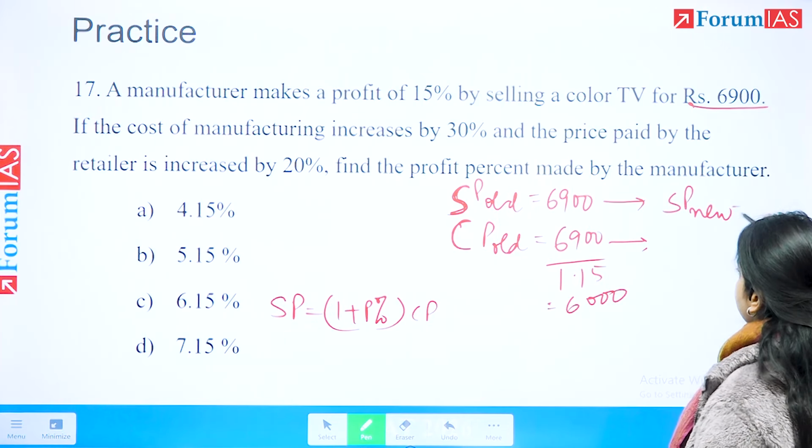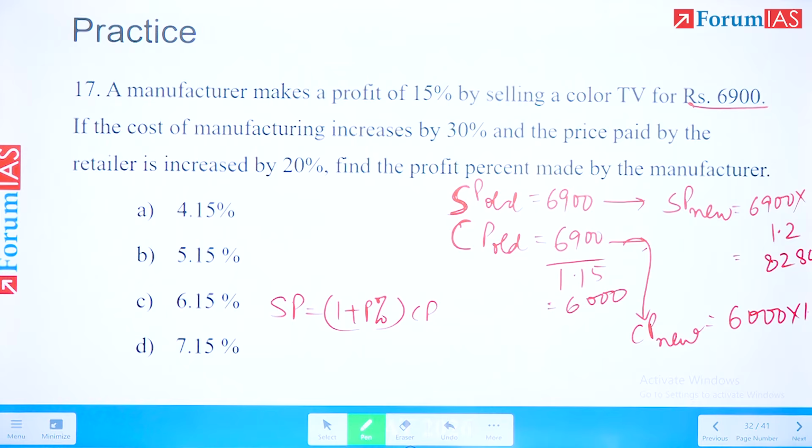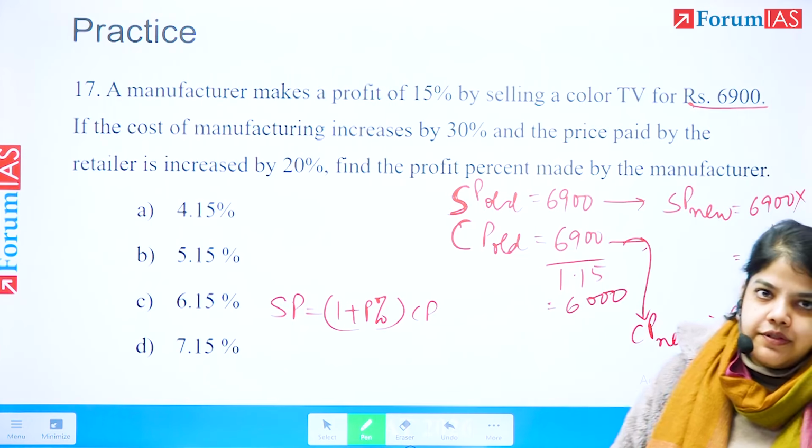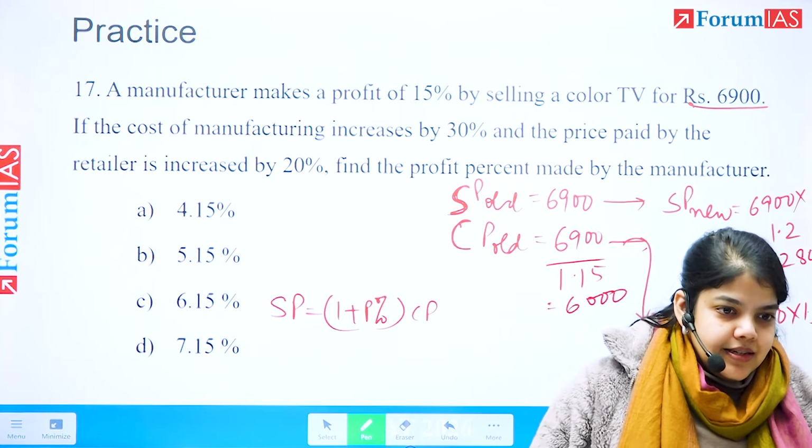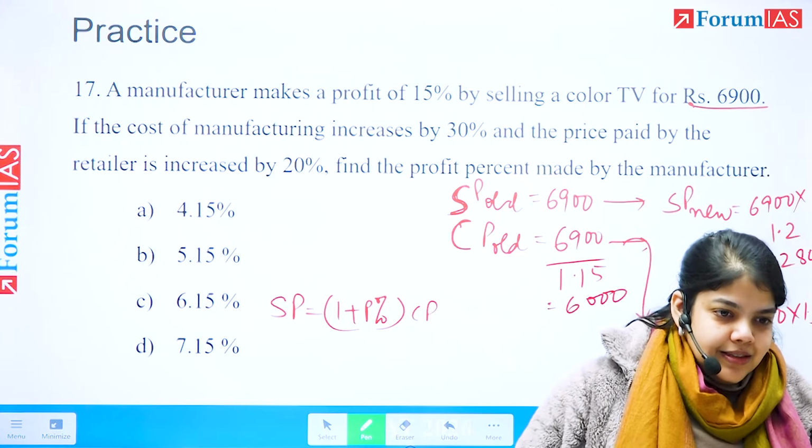Cost price new. The manufacturing cost has increased by 30%. So 6,000 into 1.3, या फिर 1,800 रुपये बढ़ेगा. 600, 600, 600, 30%.